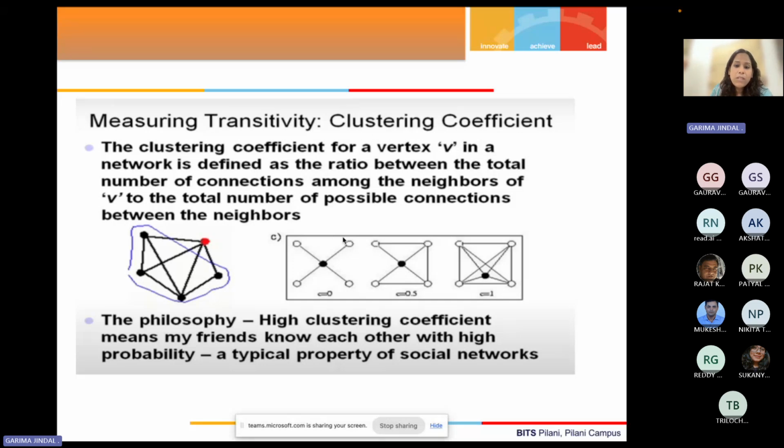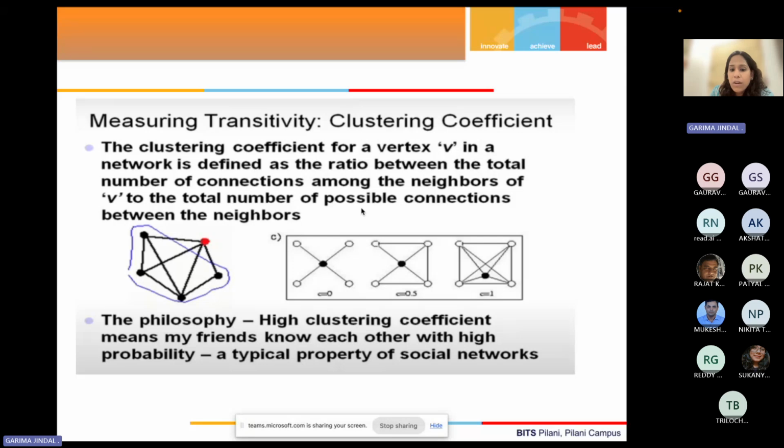And also the high clustering coefficient. First of all, the clustering coefficient is a vertex measure. It is a measure for each and every vertex. For each and every vertex we will be calculating this measure called the clustering coefficient, and it tells you what the structure of the nodes around you is.